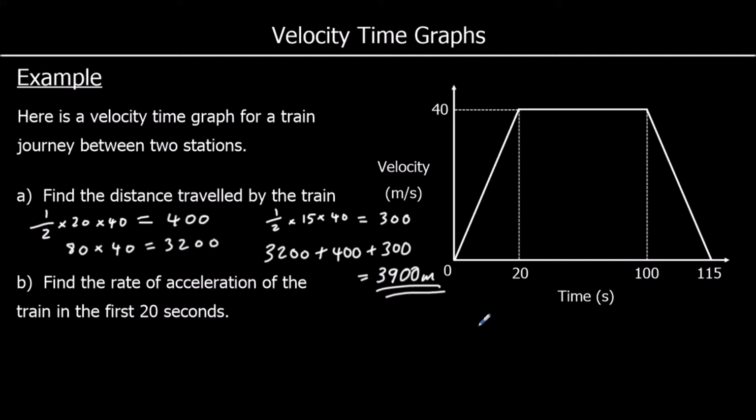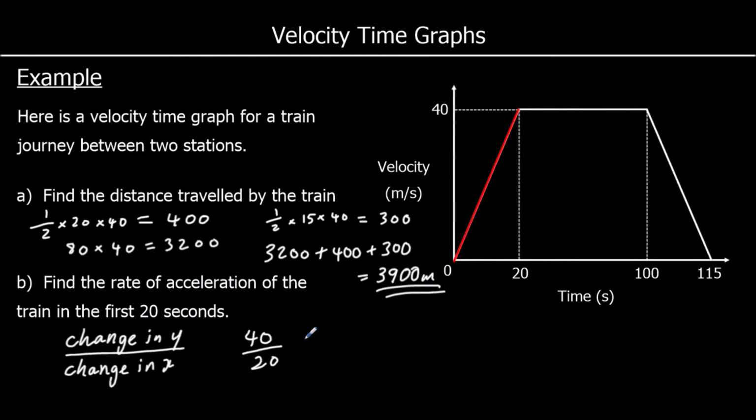Part B says find the rate of acceleration of the train in the first 20 seconds. So to do that, we're working out the gradient of this line. So acceleration is gradient, and gradient is change in y over change in x. Or in this context, it's the change in velocity over the change in time. So it's 40 over 20, which is 2. And the units for acceleration are meters per second, or meters per second squared.